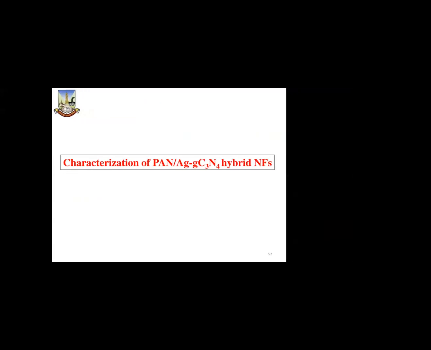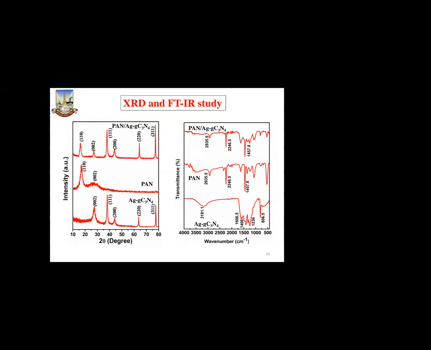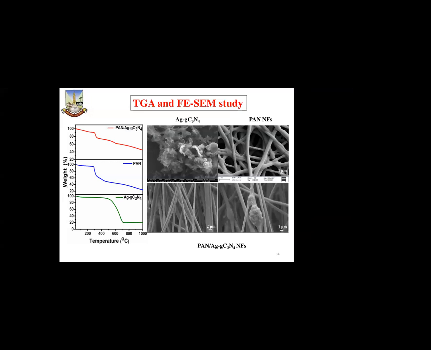Then PAN-Ag-C3N4 hybrid nanofibers. This is the XRD and FTIR, suggesting the formation of PAN-Ag-C3N4 nanofiber. The morphology is showing the formation of Ag. The first image is showing Ag-C3N4 nanoparticles. The second one is for the PAN nanofiber. And if we look into this, another two peaks show the formation of PAN-Ag-C3N4 nanofibers.